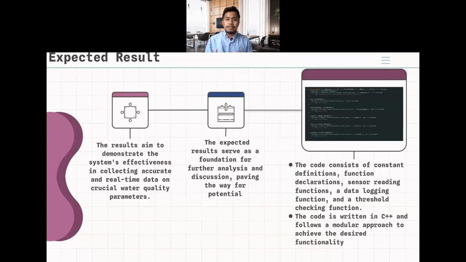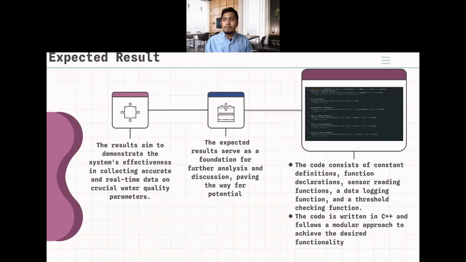So the next slide is about the expected result. The result aims to demonstrate the system's effectiveness in collecting accurate and real-time data on crucial water quality parameters. The expected result serves as a foundation for further analysis and discussion. As you can see, I made the programming, and the programming consists of constant definition, function declaration, sensor reading function, a data logging function, and a threshold checking function. The code is written in C++ and follows a modular approach to achieve the desired functionality.